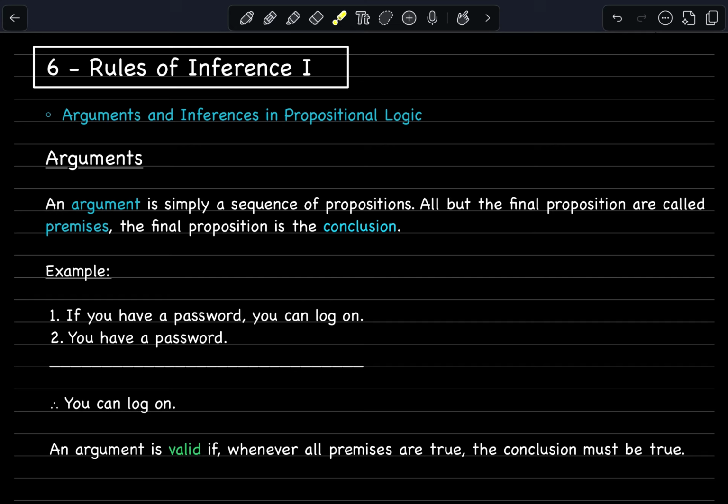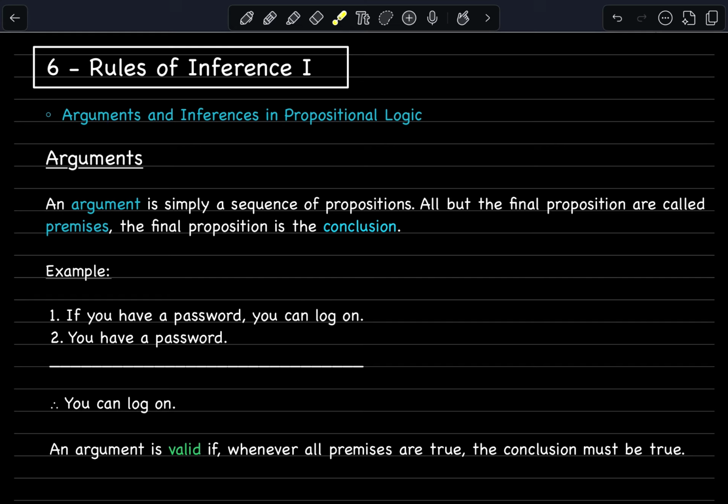Okay, so what is an argument? It's simply a sequence of propositions. We've dealt with propositions, we know what they look like, how we can define them and assign them to a letter in propositional logic. Now we can put them together. All but the final proposition in an argument are called premises. The final proposition is the conclusion.